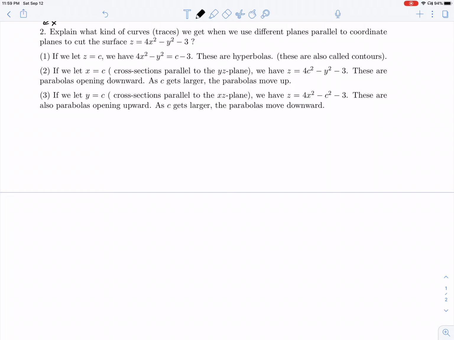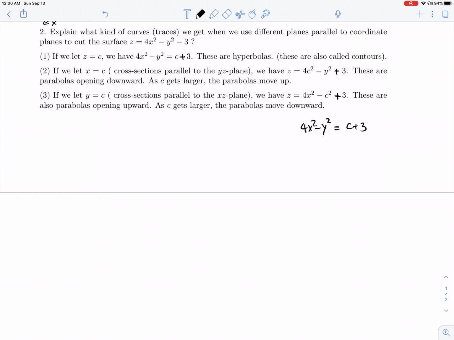We're going to look at 3 sets of choices to see what kind of curves we get when we set either z or x and y to constants. So let's look at the first one. If z is equal to c, a constant, then we move the constant to one side. In fact, there should be a plus sign, and so are these over here, should be plus signs. Okay. And then we see that 4x squared minus y squared is equal to c plus 3.